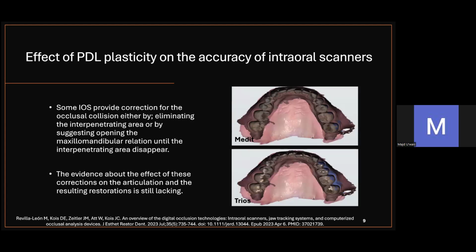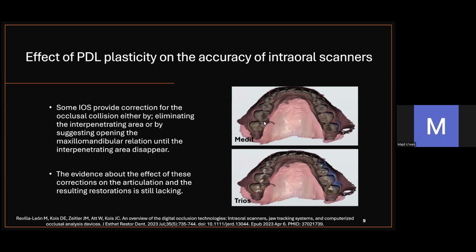Now, what is the significance of this occlusal collision? If this occlusal collision is left uncorrected and the restoration is fabricated in that displaced position, this will result in under-contoured or non-contacting restorations. In an attempt to solve these problems, some intraoral scanners provide correction for the occlusal collision, either by eliminating the interpenetrating area or by suggesting opening the maxillomandibular relation until the interpenetrating area disappears. In other words, opening or raising the bite.